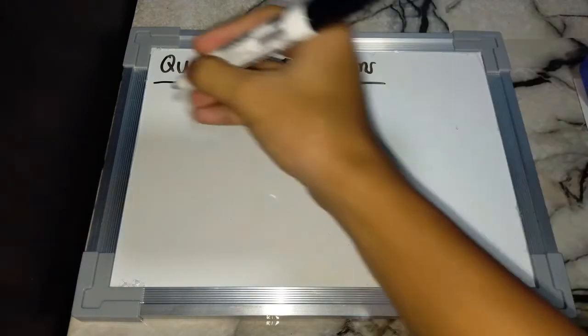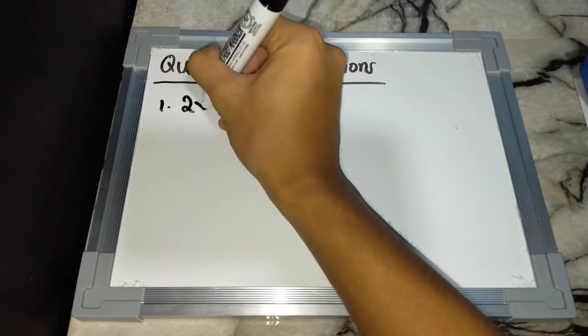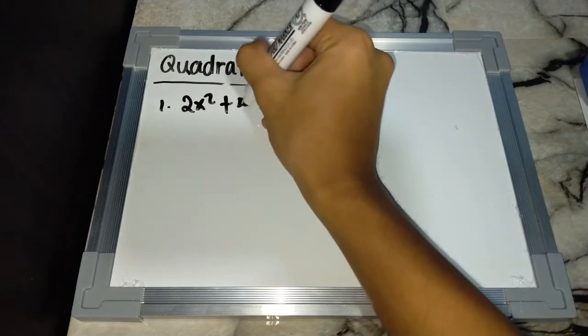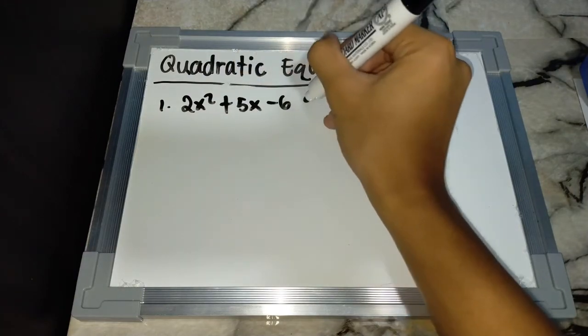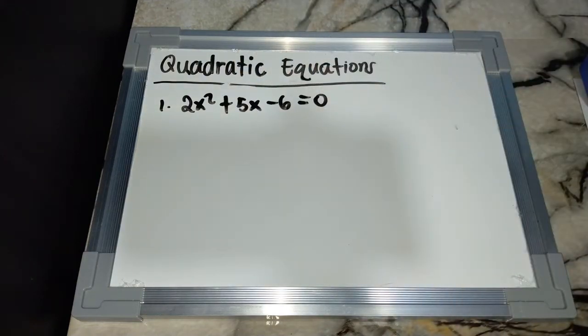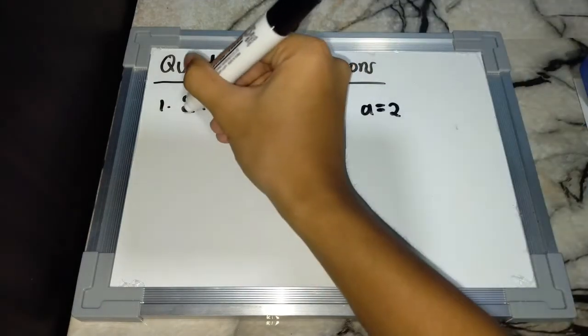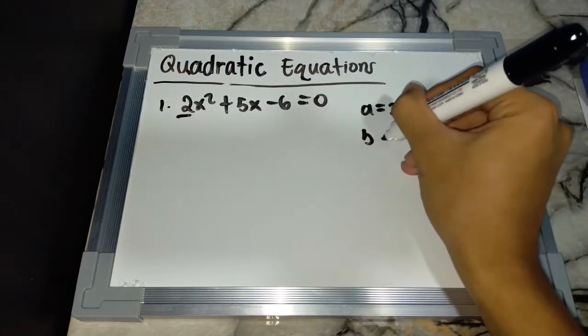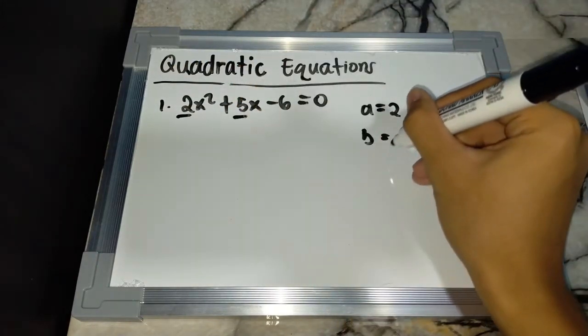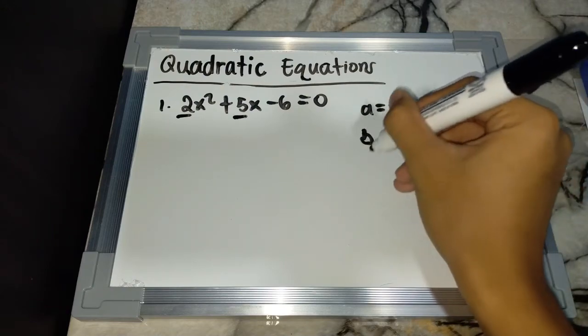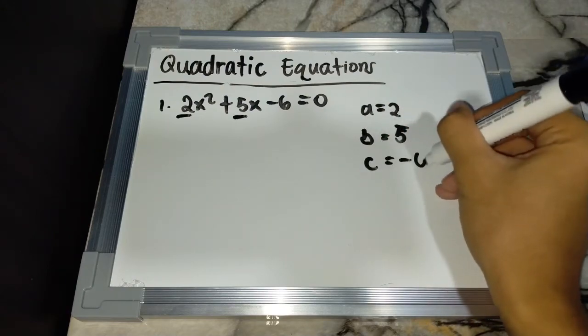First example, 2x squared plus 5x minus 6 equals to 0. So we all know that in our standard form, a, b, and c should be constants. So a is 2, b is 5, and c is negative 6.